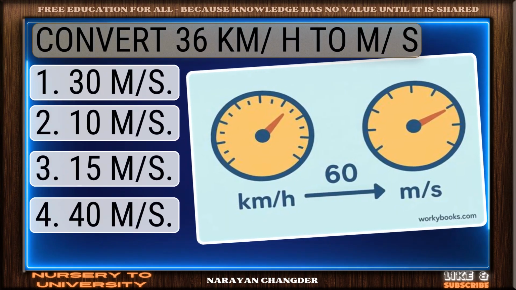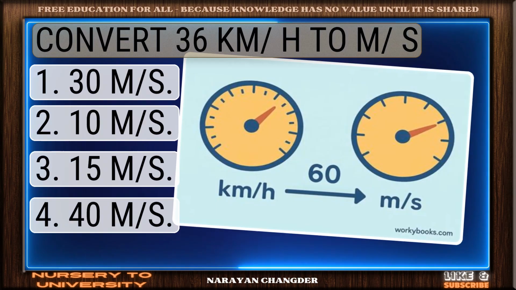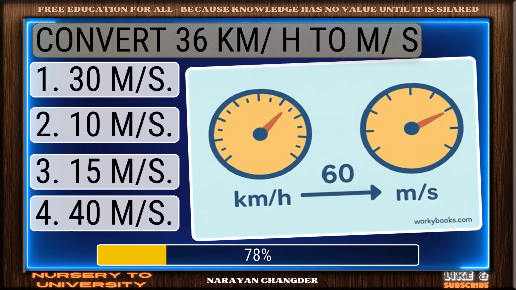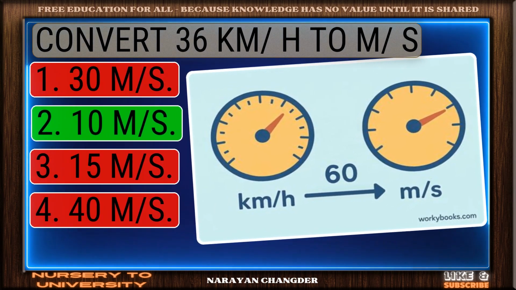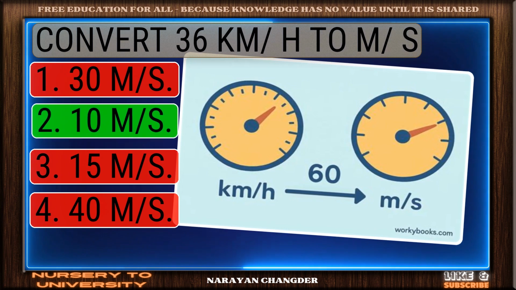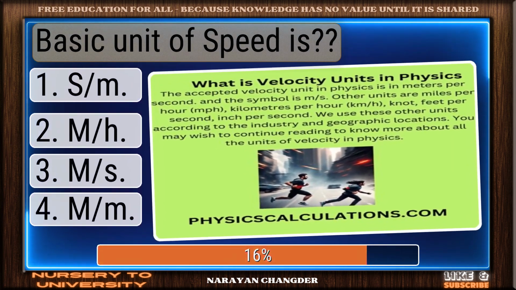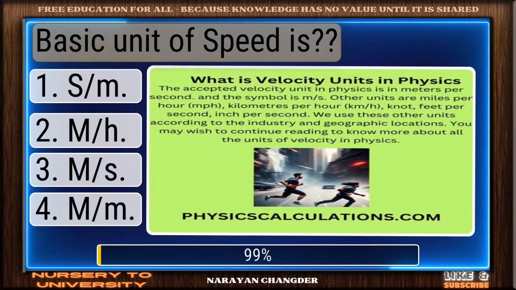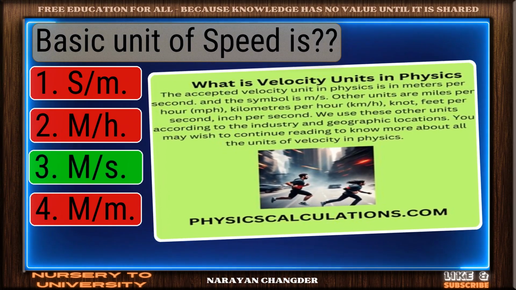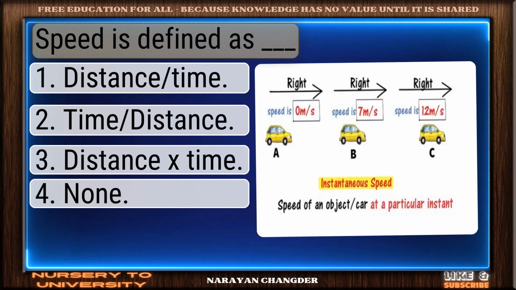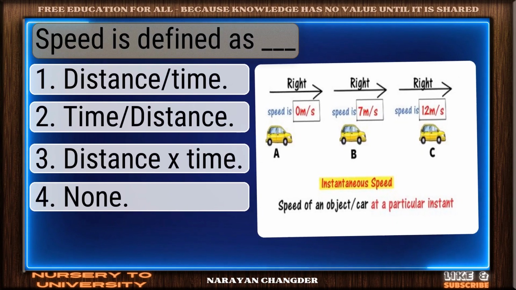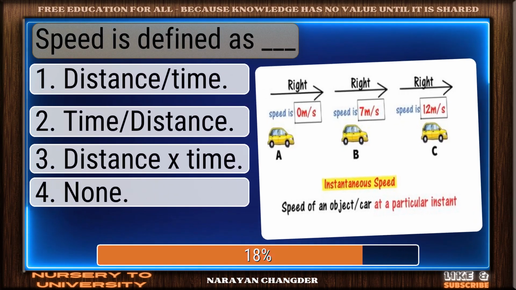Question number 250. Convert 36 km/h to m/s. Strong choice. 10 m/s is the right answer. Question number 251. Basic unit of speed is. Correct. Is the right answer. Question number 252. Speed is defined as dash.